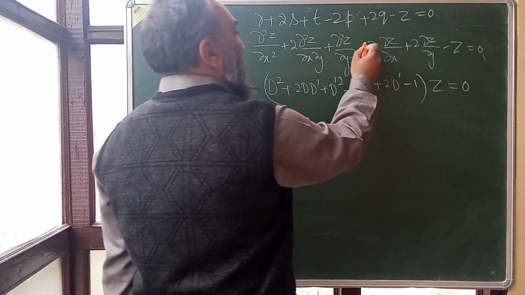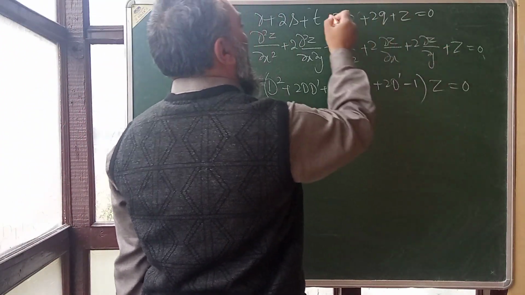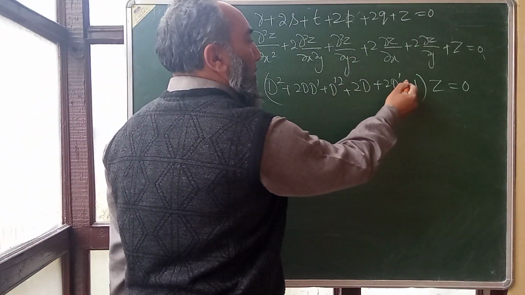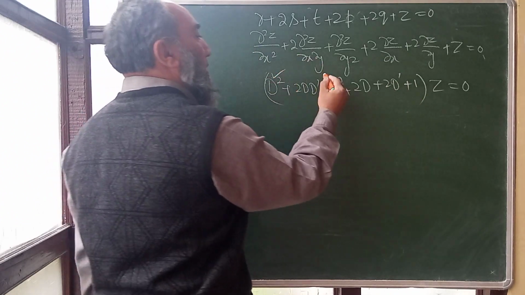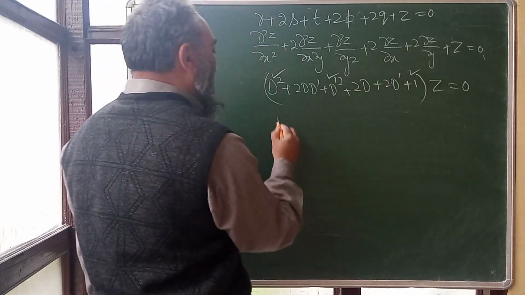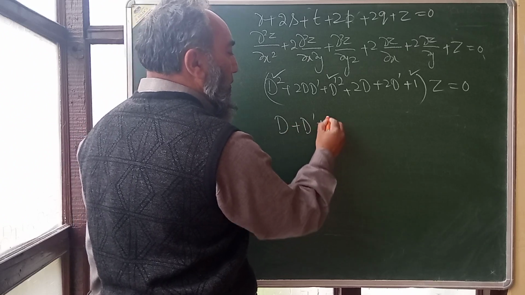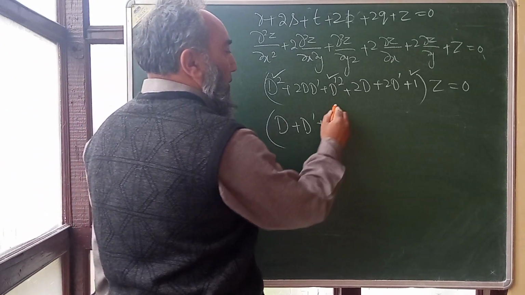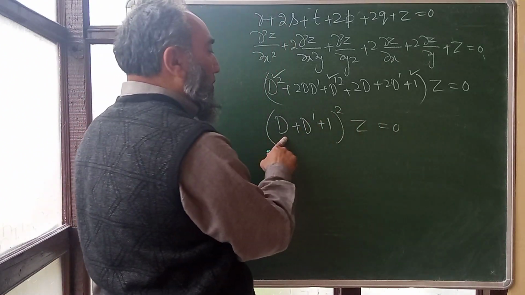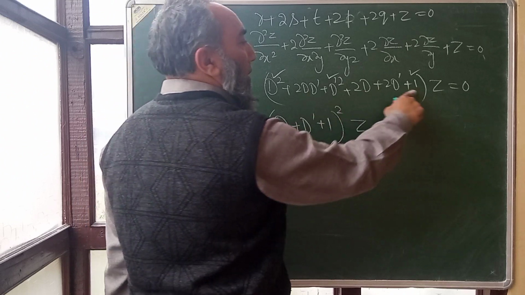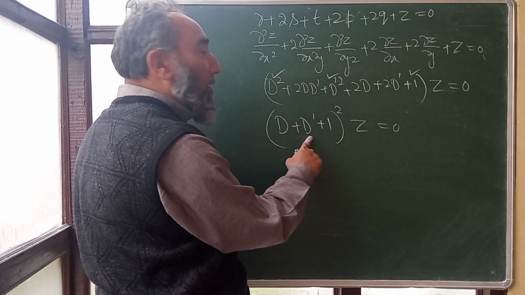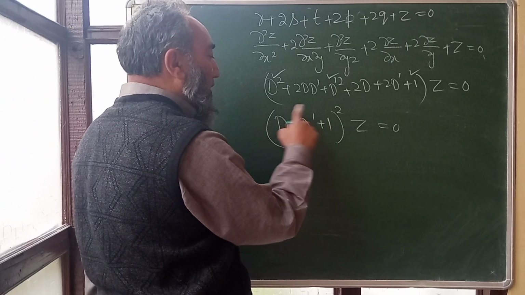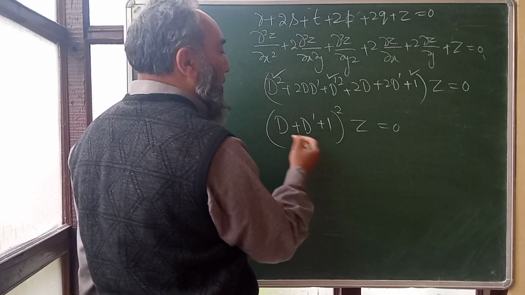Let me take everything positive. Plus, plus, plus and plus. That can be another question, okay? So that it will be easy to understand. Now you have D square plus D dash square plus 1. So this is D plus D dash plus 1 whole square. See, what is D plus D dash plus 1 whole square? It is D square plus D dash square plus 1 square, all the three, plus twice ab, twice bc, twice ca. Okay, so it is D plus D dash whole square.